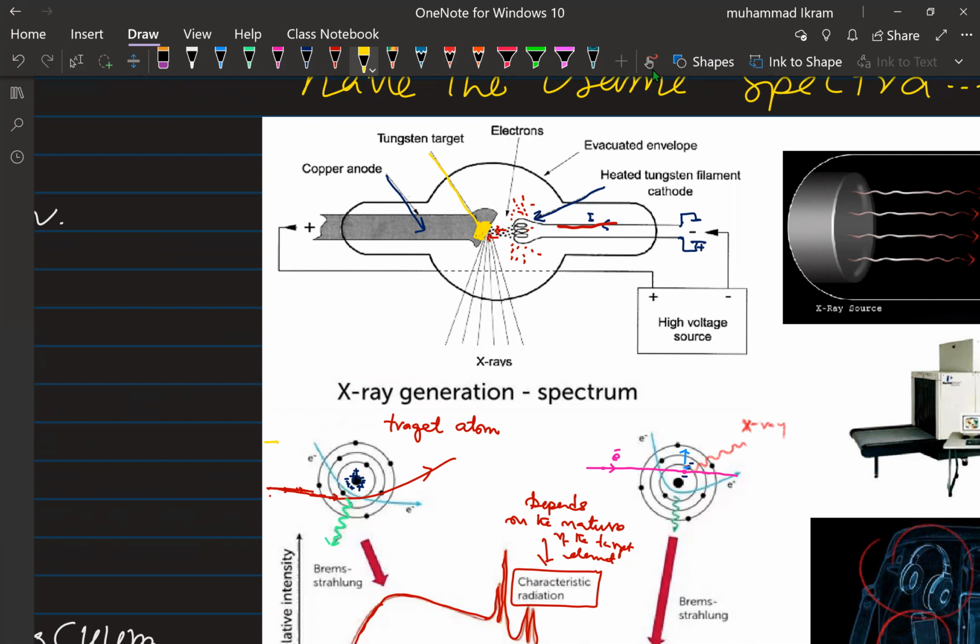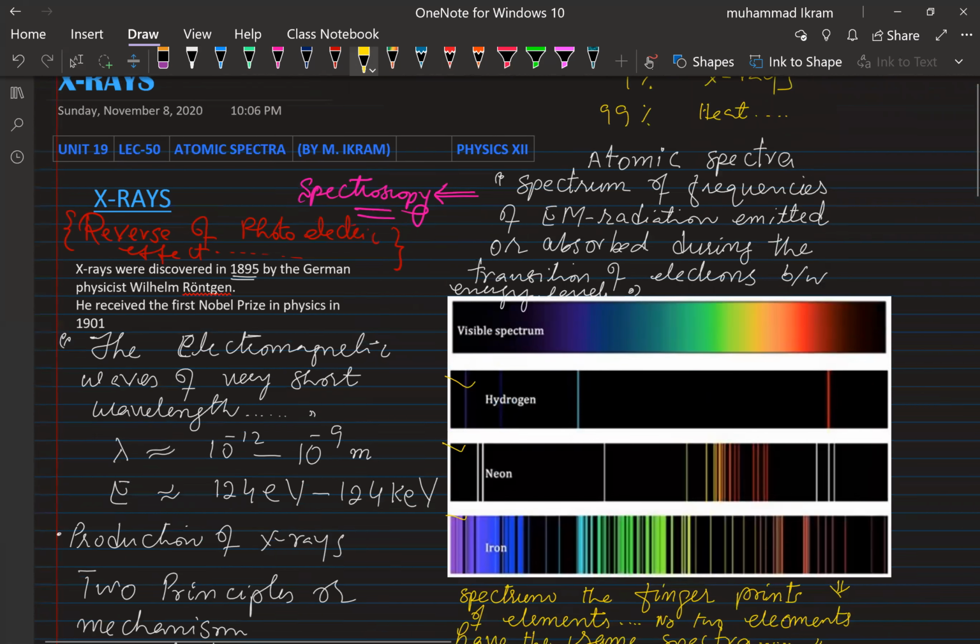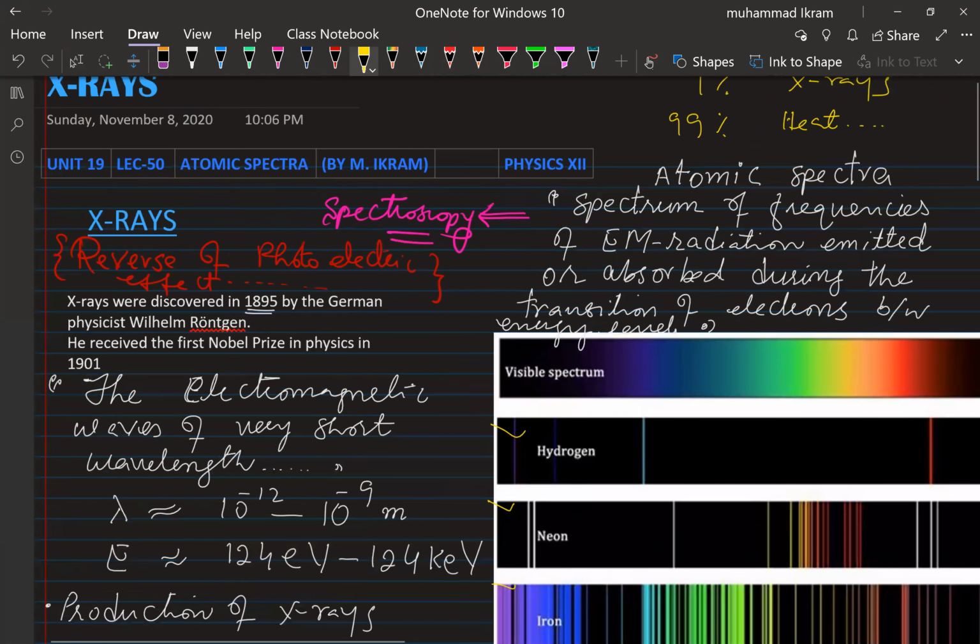So through this process, upon hitting the target, much of the electrons do not cause the production of X-rays, and they just produce excessive heat. So this is one of the disadvantages: you would see 99% heat while only 1% X-rays.